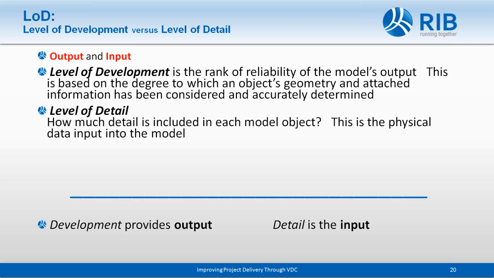Okay, the level of development, that's the output. That's your ability to give reliability to all that information that was input in the model and use it. Okay, and it's based on the degree with how accurate all that model's contained information is. That's the level of development. So just think of LOD, level of development, as output, and LOD, level of detail, as the input.